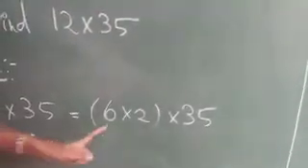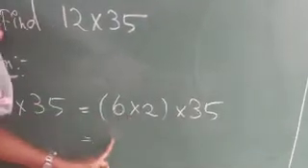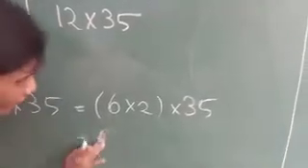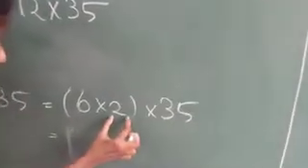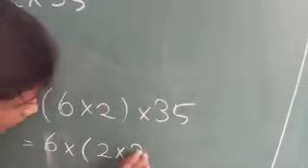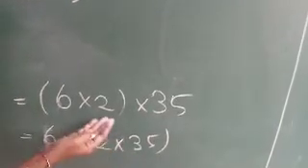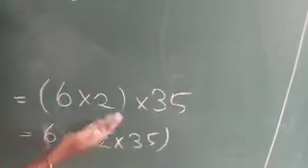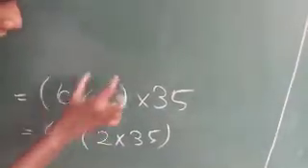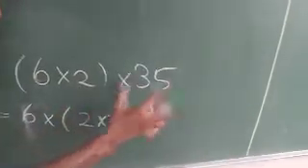See here we are having 3 numbers. So 3 numbers means under multiplication we can use the associative property. So by using the associative property, what I am going to do is group 2 and 35, so 6 into (2 into 35). Because under the associative property, there is no change in your answer if you change the order of multiplication of numbers. So I am grouping 2 and 35.